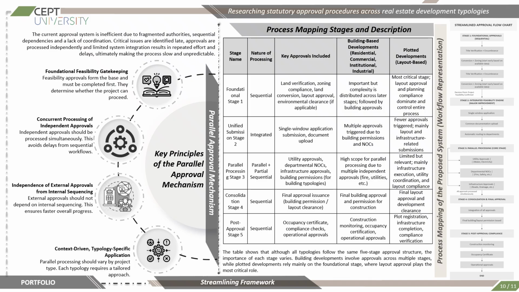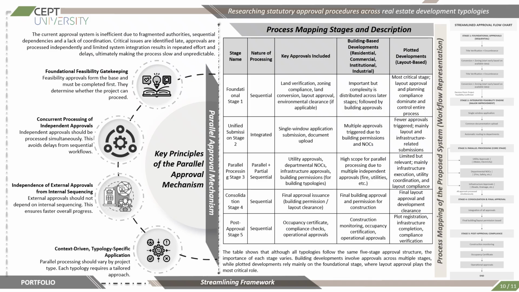The second principle is simultaneous processing of independent approvals. Approvals that do not depend on each other should be processed parallelly to reduce the unnecessary delays. The third principle is independence of external approvals from the internal sequencing. The final principle is context driven, like different project typologies require different approval structures and coordination methods. The table here maps the approval process into 5 different stages.